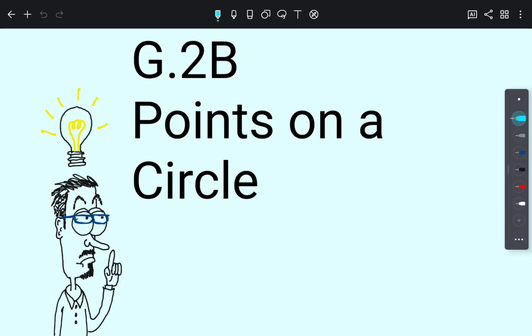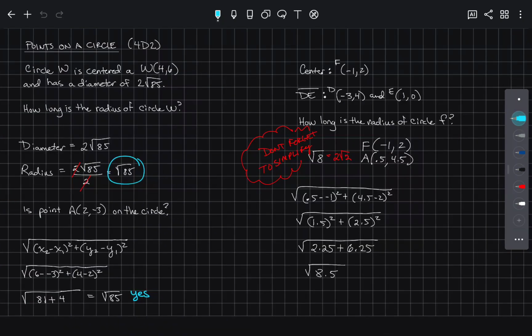Points on a circle. Pretty much everything we did in the previous sections, distance formula, slope of lines, slope of parallel and perpendicular lines, taking all these things that we know about lines, and then we're going to channel it into points on a circle.